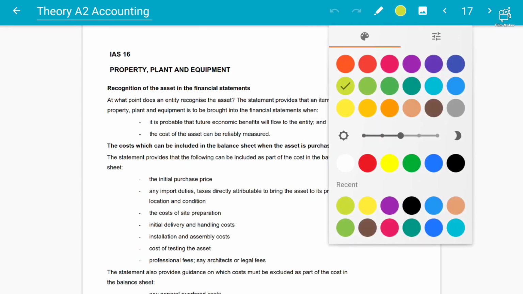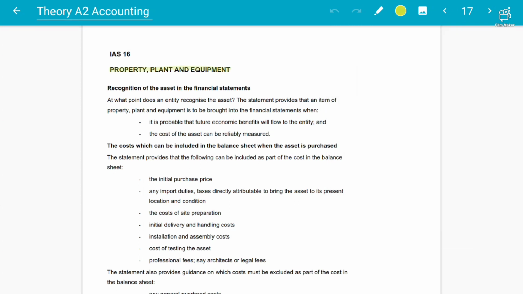IAS 16 basically talks about property, plant and equipment, students, and let's discuss what you're going to have. It's a very important IAS because a lot of questions are going to come on this and a lot of numerics also come on this. However, on IAS 37 and 38 not much numerics come. They only ask for explanation and understanding, whether the students have the concepts or not.